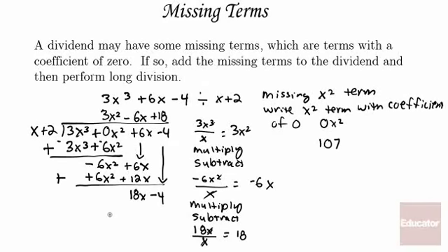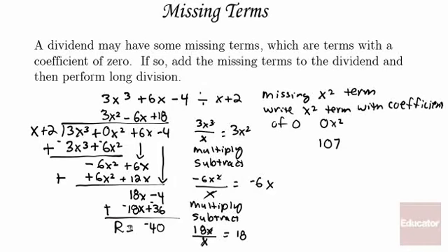Once again, multiplying, 18 times x would give me 18x. 18 times 2 is 36. So I'm subtracting. 18x minus 18x is 0. And then I have negative 4 minus, changing the signs here, minus 36 to get negative 40. This gives me 3x squared minus 6x plus 18.